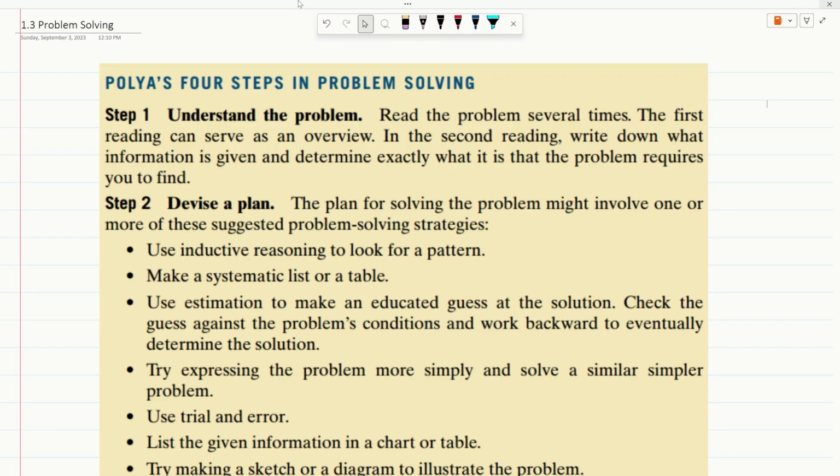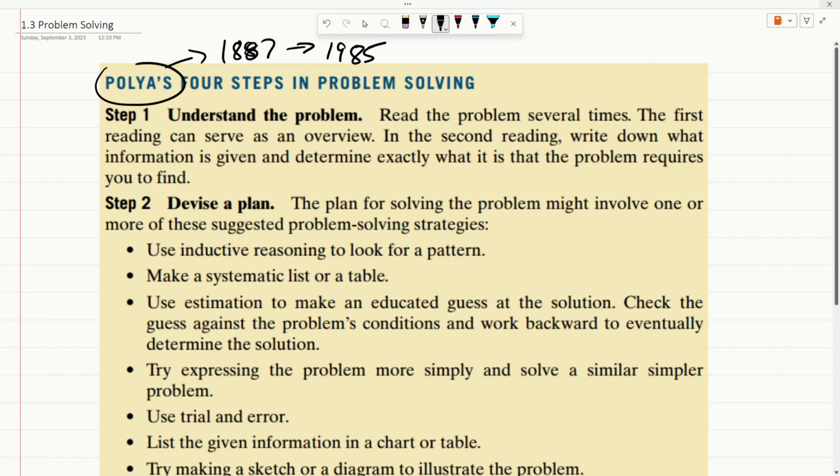In section 3, we're going to be talking about problem solving. To help us with this, we're going to use Polya's 4 steps in problem solving. Polya, a mathematician, lived, I think, in Hungary and moved to California. Polya was born in 1887 and I think died in 1985. When you think about 1887 to 1985, wow, almost lived 100 years. That's awesome. Anyways, he came up with these basic 4 steps that we use all the time.